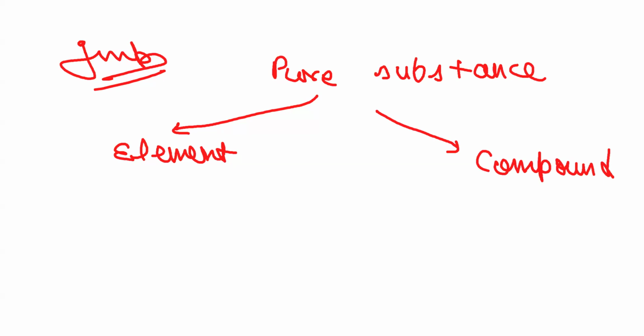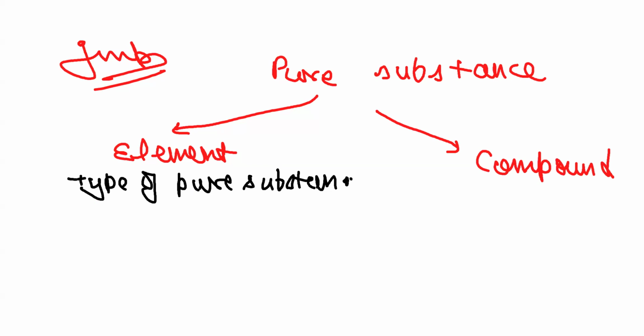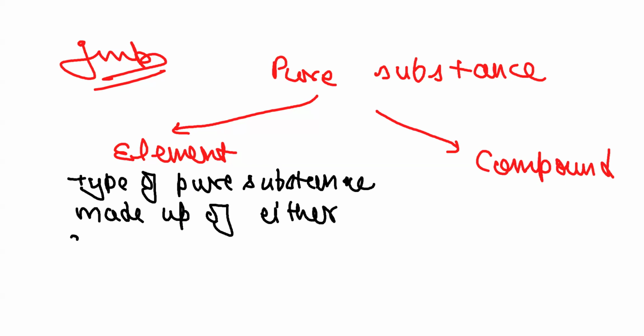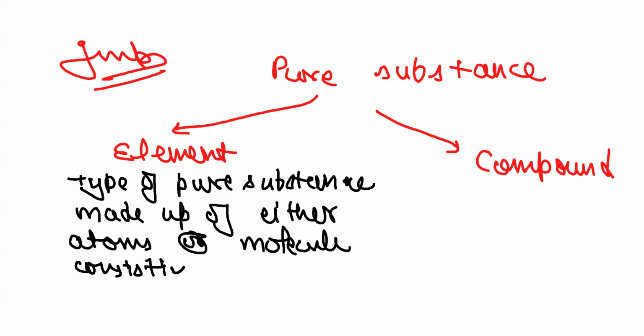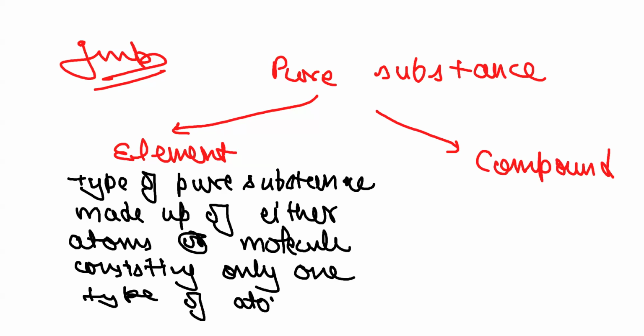So what is an element? It is a type of pure substance made up of either atoms or molecules consisting of only one type.